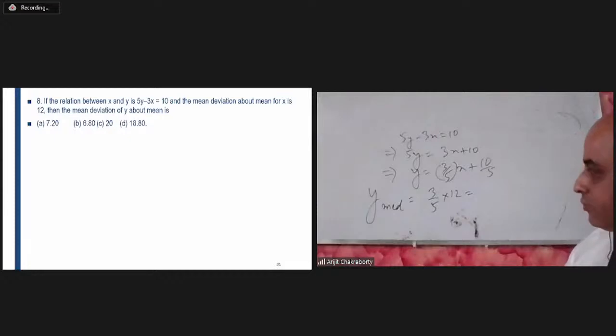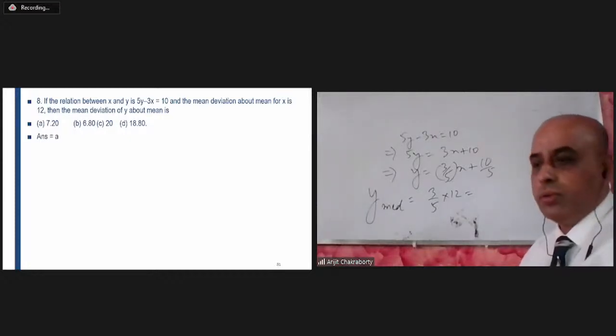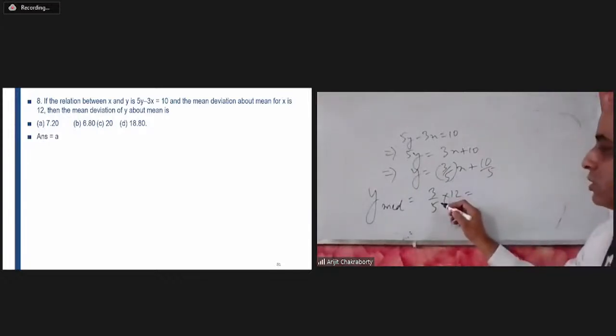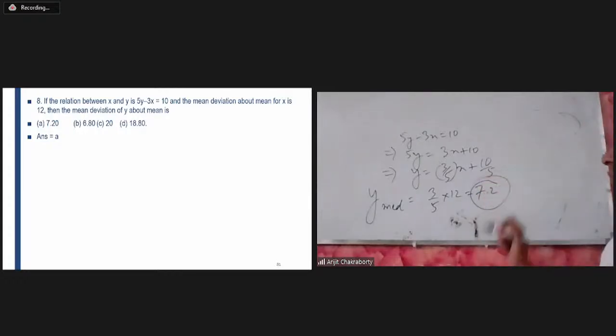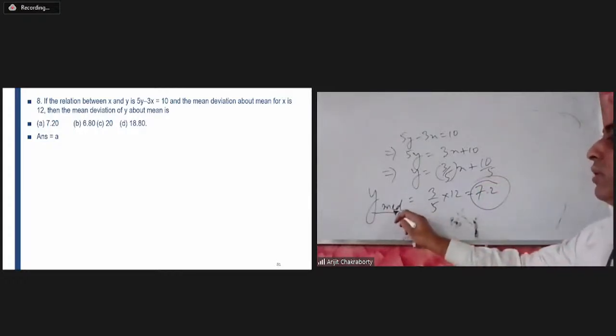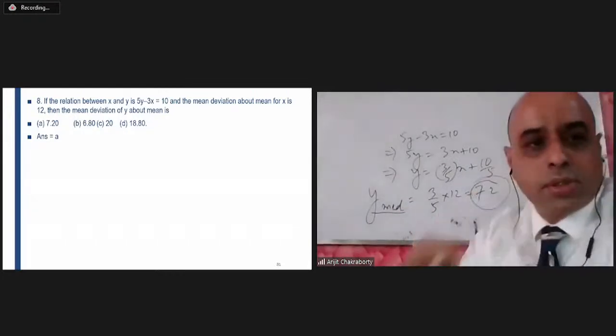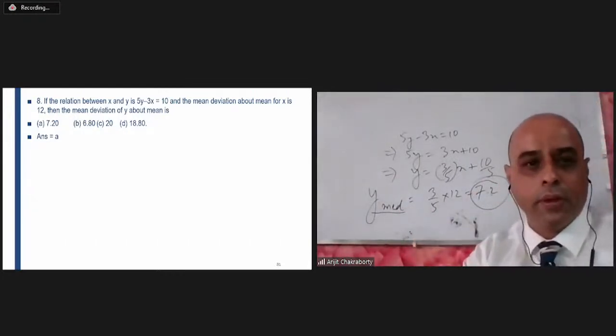So it should give us around 7.2. 3 by 5 is 0.6, and 0.6 into 12, 7.2 is the answer. I'm getting 7.2. Y mean deviation is 7.2. Option A, therefore, in this question.